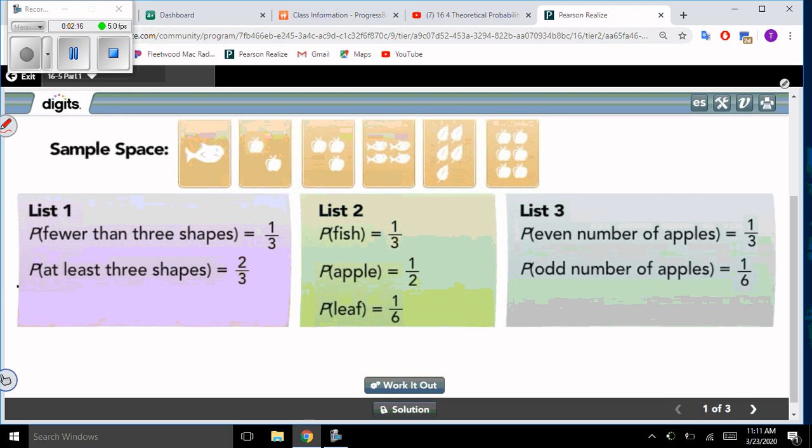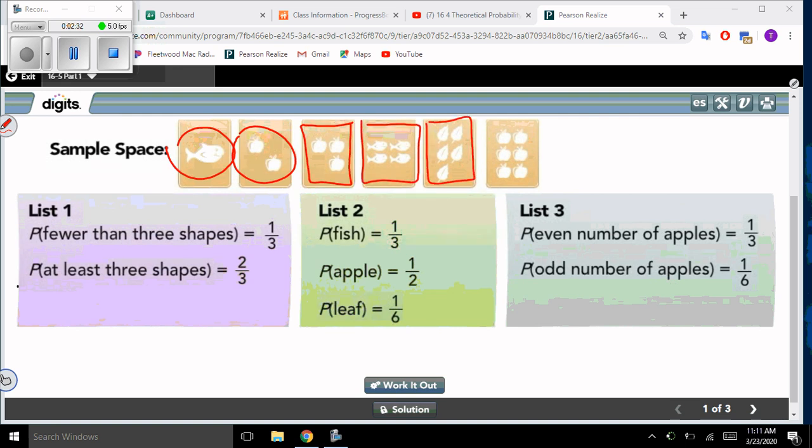Let's go ahead and take a look at list 1. I think that's the easiest way to do it. So probability of fewer than 3 shapes. So this one has fewer than 3, this one has fewer than 3, and that would be it. At least 3 shapes would be these 4 right here. So in essence, the probability of fewer than 3 shapes would be 2 out of the 6, which in turn simplifies to 1/3, and 4 out of 6, which in turn simplifies to 2/3. So this one should fulfill the idea of the probability model.